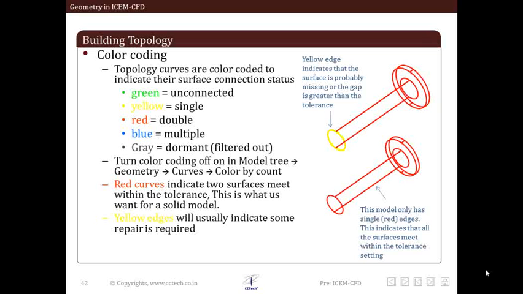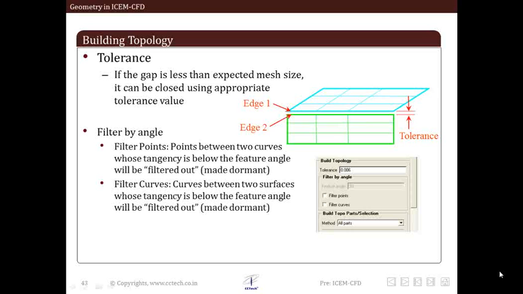Now we will see in detail what are the different options available in building topology. Tolerance is the geometric tolerance value between surface edges. This value should be reasonably set to ignore small gaps. The recommended tolerance is approximately 1/10 the size of the average mesh size. The next option is filter by angle. This gives us the control over where topology is to be extracted. No topology will be extracted if tangency of two adjacent surfaces is less than the specified angle.